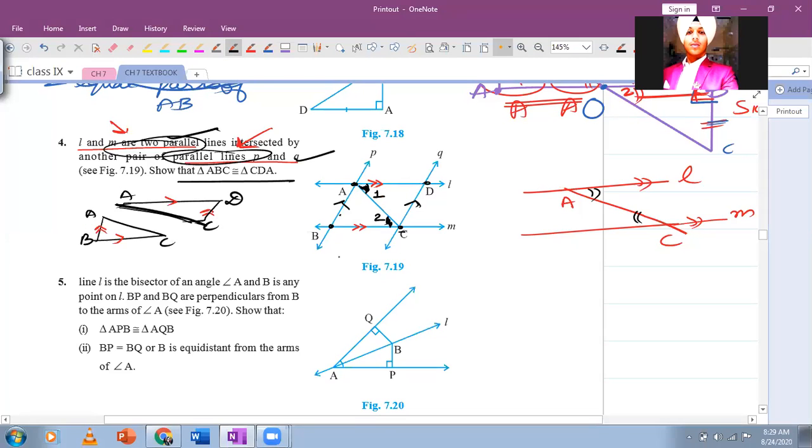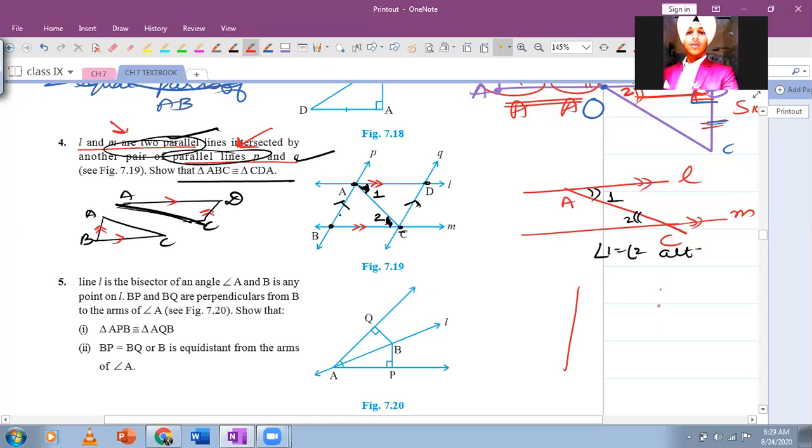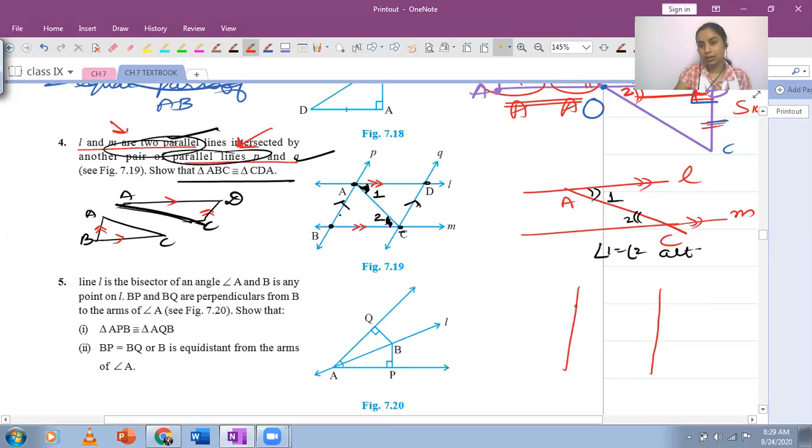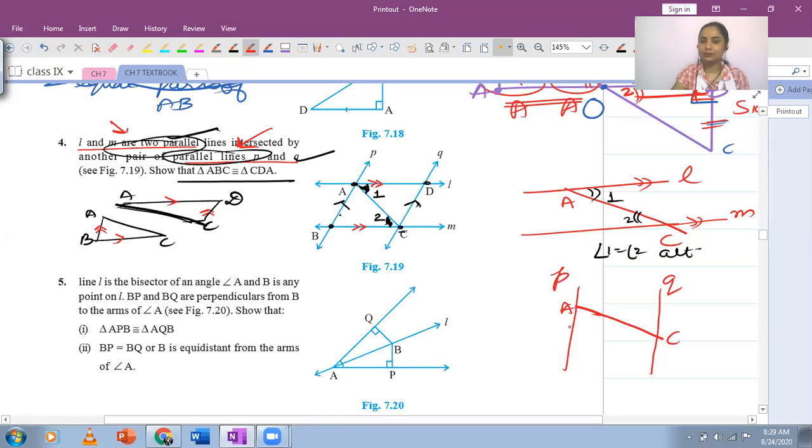Let's mark these as number 1 and number 2. So angle 1 and angle 2 are equal. These are alternate interior angles. And let's look at the second pair of parallel lines. P and Q are also parallel. So I'm just now going to consider P and Q. And for these two, again, can I say AC is the transversal?